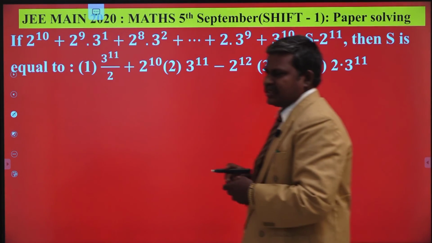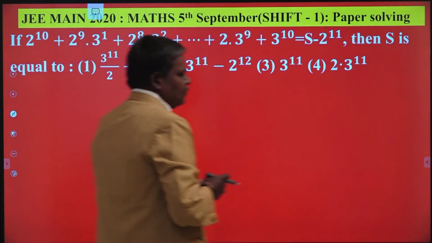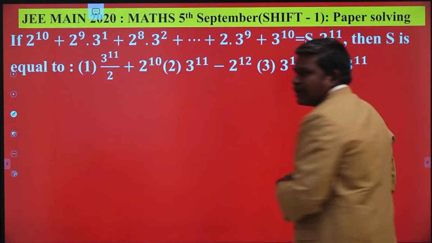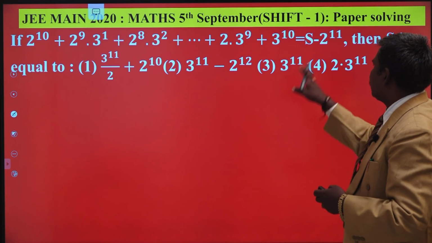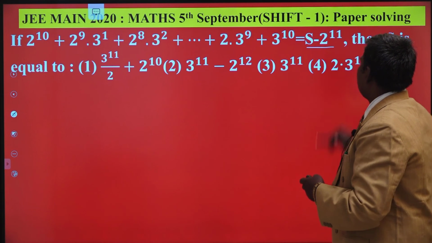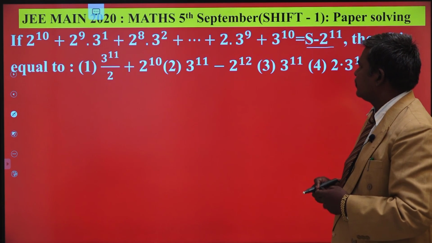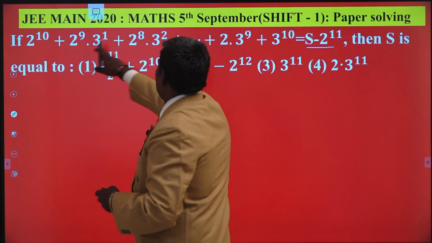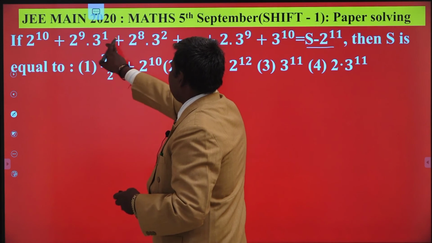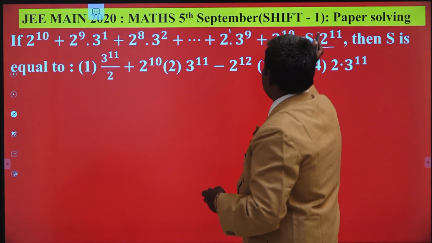This is the question, a series question, very simple question asked here. 2 to the power of 10 plus 2 to the power of 9 into 3 power 1 plus 2 to the power of 8 into 3 square plus and so on up to 3 power 10 is equal to s minus 2 power 11. Then the value of s is what they are asking. Here, see here the powers sum is always 10. 2 plus 1, 10, 9 plus 1, 10, 8 plus 2, 10. That is 1 plus 9 is also 10.